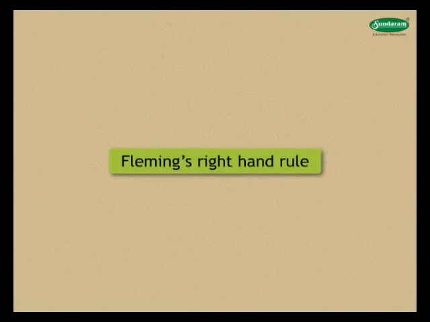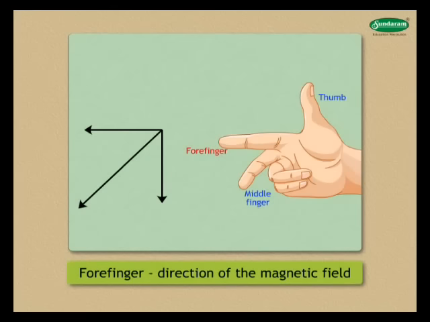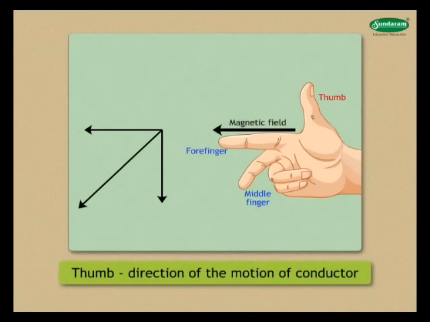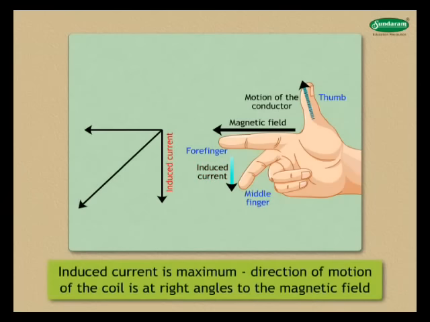Fleming's right-hand rule. Stretch the thumb, forefinger and middle finger of the right hand so that they are perpendicular to each other as shown. If the forefinger indicates the direction of the magnetic field and the thumb shows the direction of the motion of the conductor, the middle finger will show the direction of the induced current. The induced current is found to be the maximum when the direction of motion of the coil is at right angles to the magnetic field.